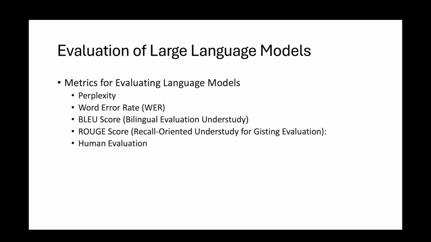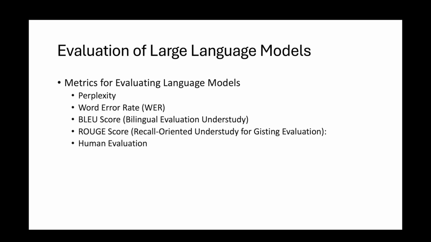BLEU score, Bilingual Evaluation Understudy. BLEU is a metric often used for evaluating the quality of machine translation outputs. It compares the n-gram overlap between the generated translation and one or more reference translations. Higher BLEU scores indicate better agreement with human-generated translations.